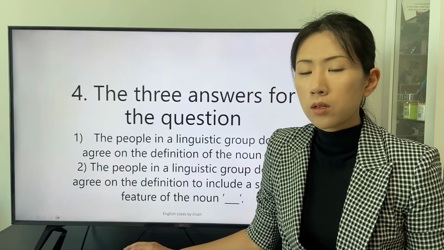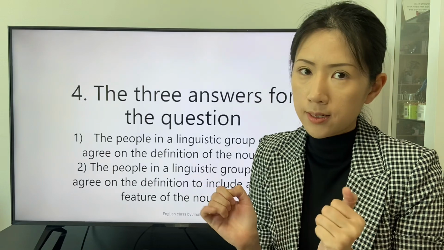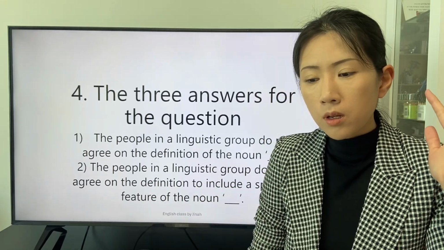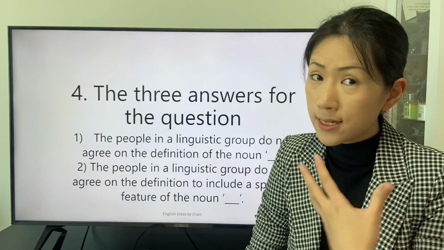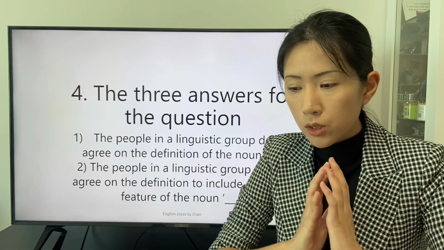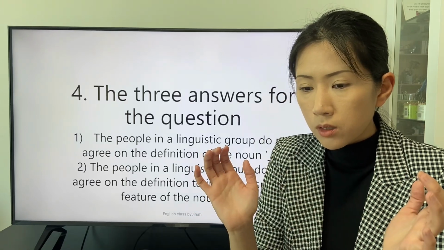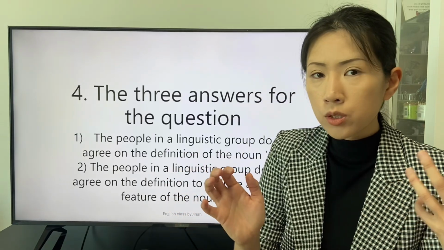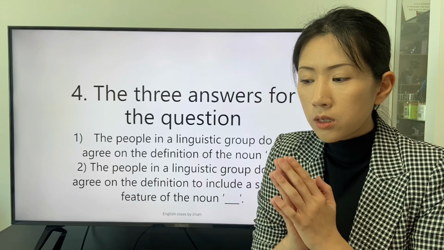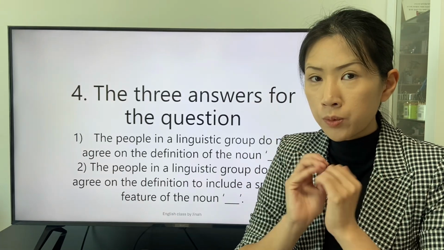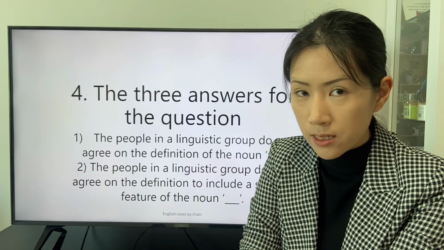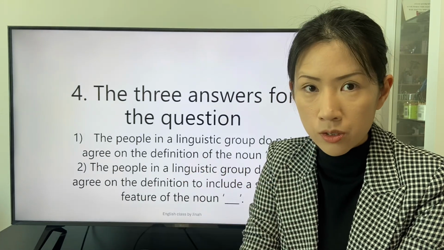First, there is an object. The people in the linguistic group answer to the question, what is this? What is this object? The first case to answer with the first question is that the people in the linguistic group answer the question what this object is in their own answers.